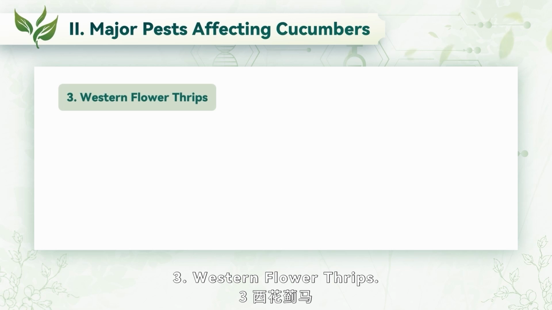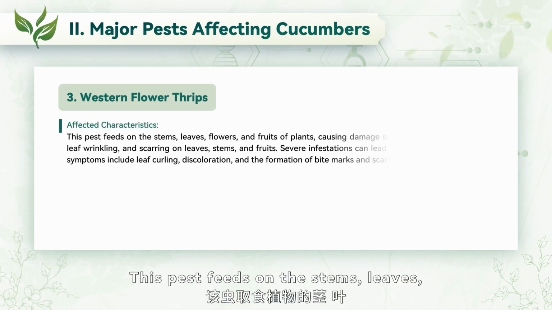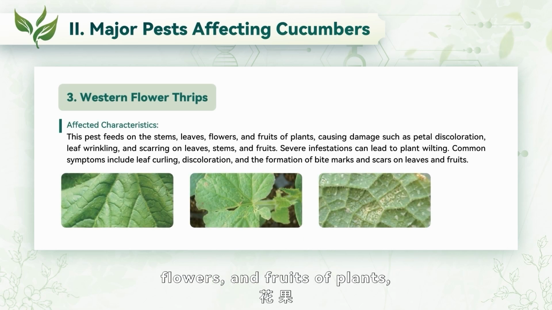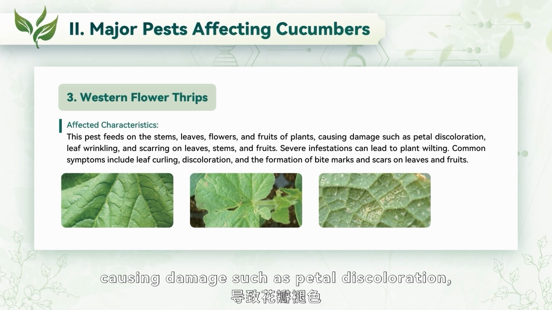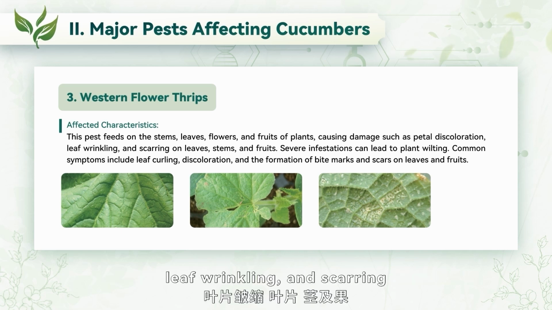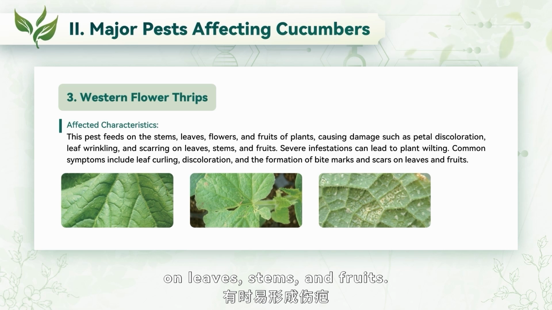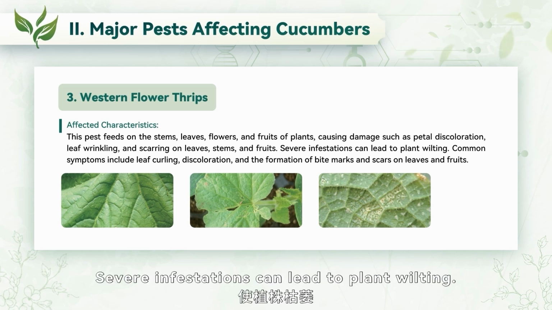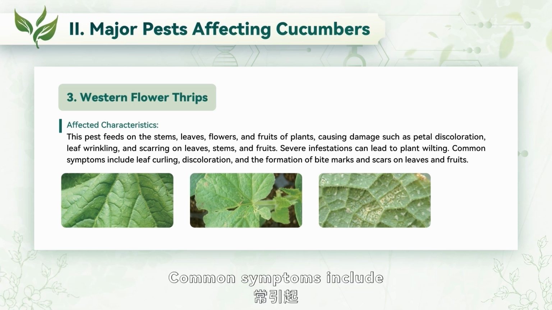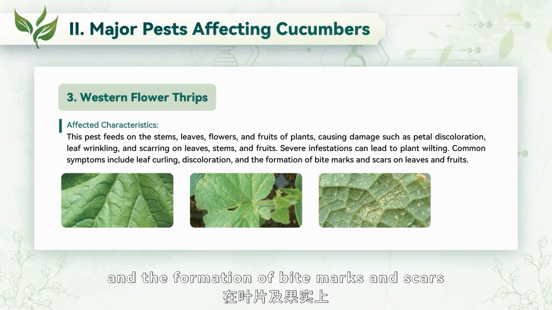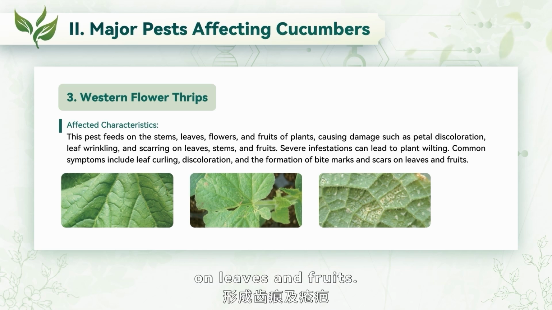3. Western flower thrips. This pest feeds on the stems, leaves, flowers, and fruits of plants, causing damage such as petal discoloration, leaf wrinkling, and scarring on leaves, stems, and fruits. Severe infestations can lead to plant wilting. Common symptoms include leaf curling, discoloration, and the formation of bite marks and scars on leaves and fruits.